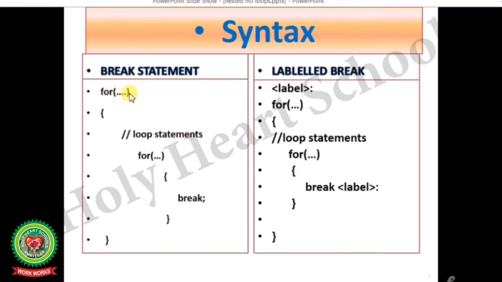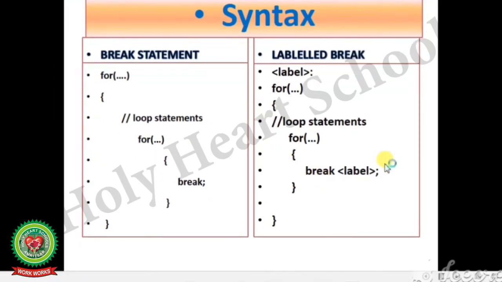See, for loop start, then curly bracket, statement, then again for loop, that is inner loop, and in the curly bracket we can write the break statement, and then inner bracket will be closed and then the outer loop will be closed. Similarly, in the labeled break statement, firstly the label we will write followed by the colon, for loop start, curly bracket start, then loop statements, for inner loop will start, curly bracket start, then break, label, semicolon, curly bracket closed, and then outer bracket closed.